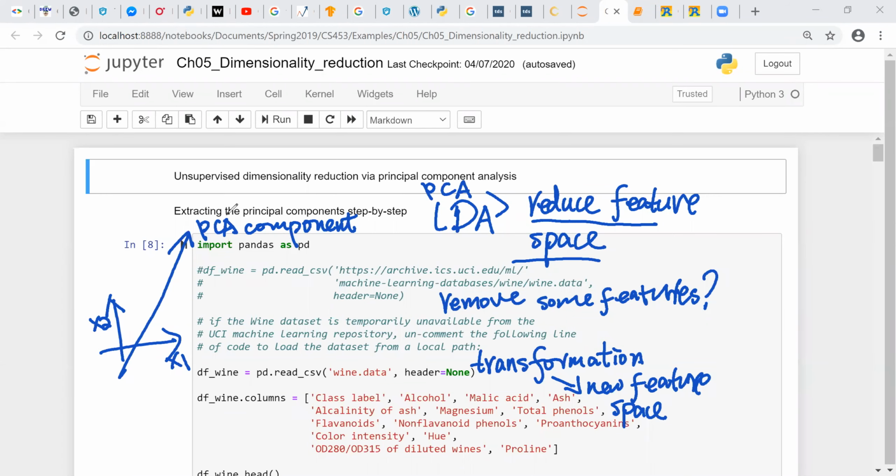So that's why we said dimensionality reduction. If you use PCA and LDA, it's called feature extraction.